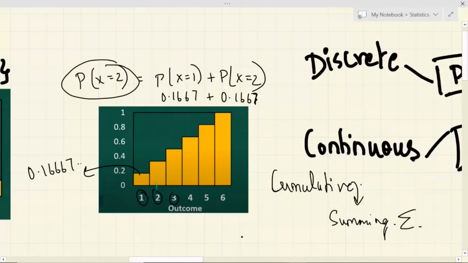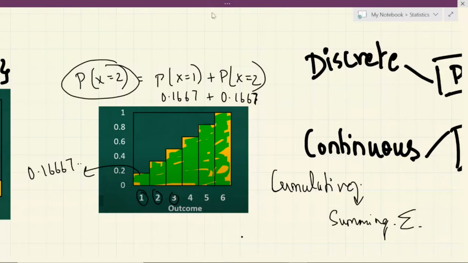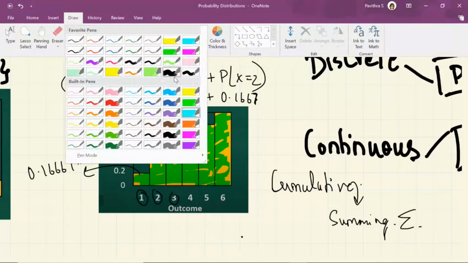So finally, when we consider 6, the probability of getting 6, we're going to be summing up all of these probabilities. So for 5 it's going to be till here. The probability of getting 1, 2, 3, 4, 5 is going to be a certain value that is plotted here. So when we plot each of them, the probability of 1 to 6, it's going to assume a curve like this.